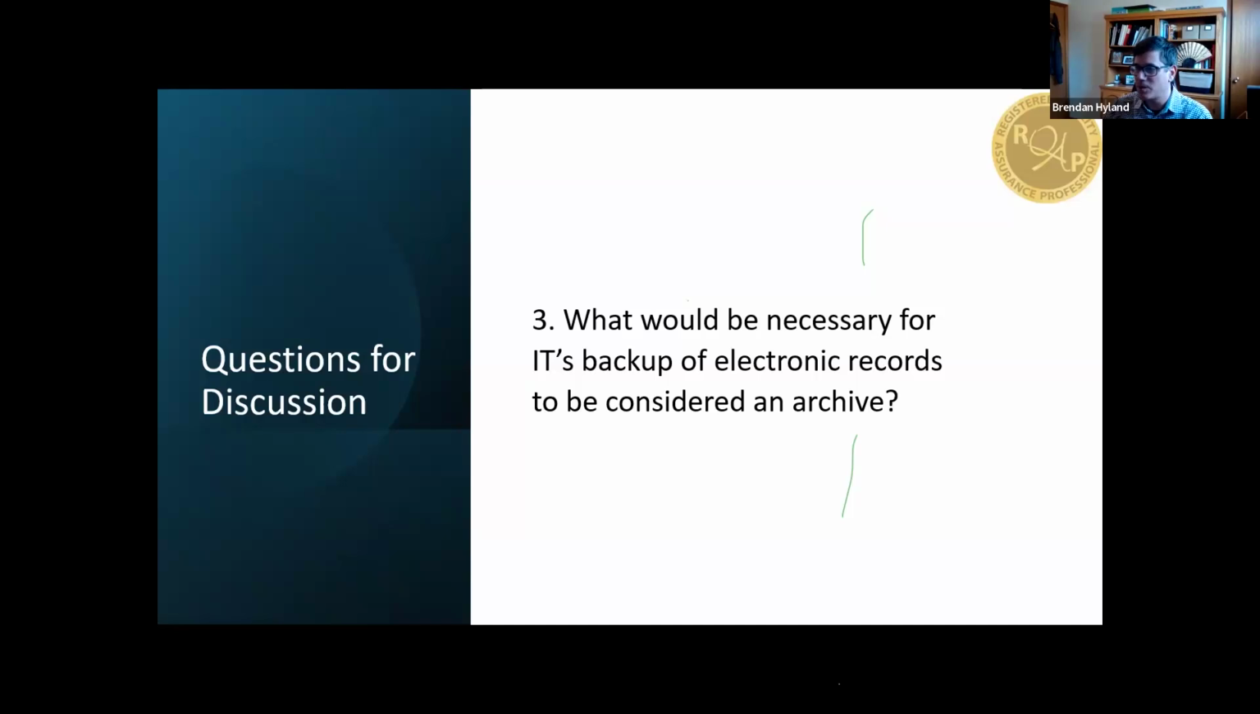It's related to that last question, isn't it? Let's say that you're doing an inspection of the archives, and when you ask about electronic records, the archivist says, well, IT does a regular backup of all our systems, right? Does that count as the archives? What would you look for to see if that backup is the archives?